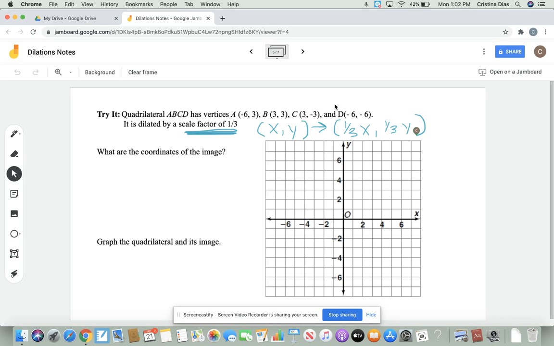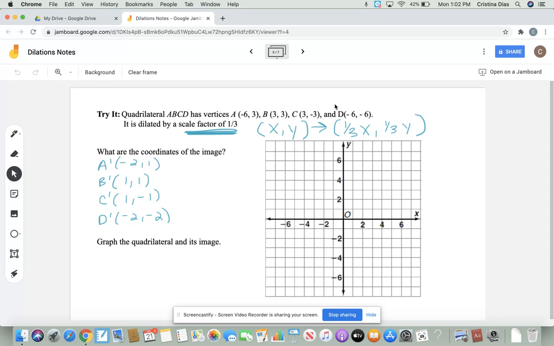Okay, so A prime. A was at -6, 3, so 1/3 of that would be -2, 1. B prime, 1/3 of 3, 3 would be 1, 1. C prime, 1/3 of 3, -3 would be 1, -1. And D prime, 1/3 of -6, -6 would be -2, -2. All right, let's go ahead and graph. So I'll graph the original in blue.